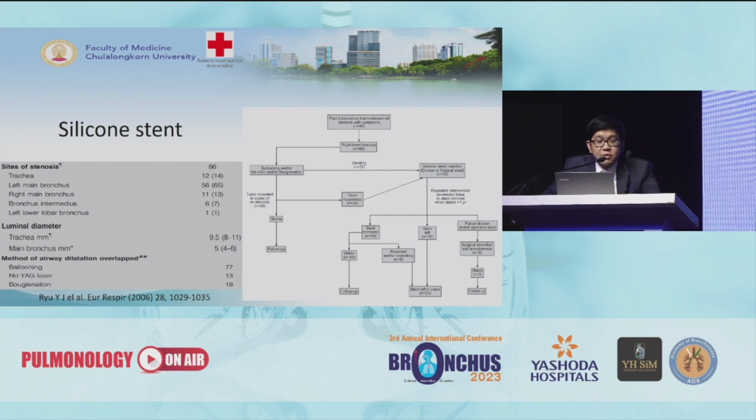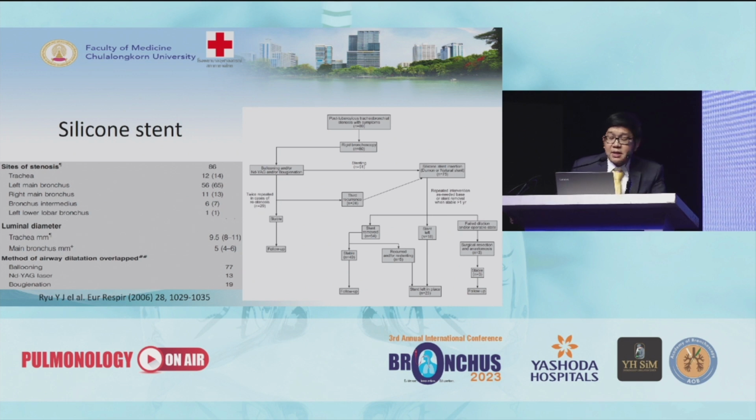In terms of the silicone stent, it was studied in Korea. There were 80 patients who had tracheobronchial stenosis, and the disease was mainly in the left main bronchus, then the trachea, and the right main bronchus. The average luminal narrowing of the trachea was 9.5 millimeters, and of the main bronchus was 5 millimeters.